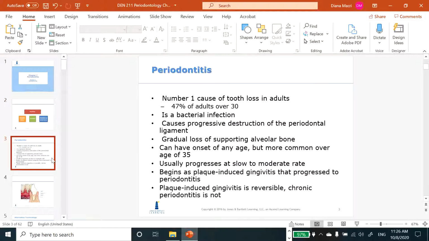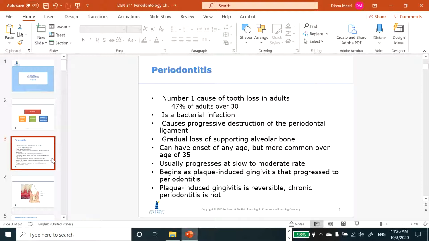A little background information on periodontitis. It's the number one cause of tooth loss in adults, with about 47% of adults over the age of 30 in the United States suffering from periodontal disease. We know it's initiated by bacteria, and it causes progressive destruction of the periodontal ligament and the supporting alveolar bone. You can have periodontitis at any age, but it is more common over the age of 35, and it usually progresses at a slow to moderate rate.